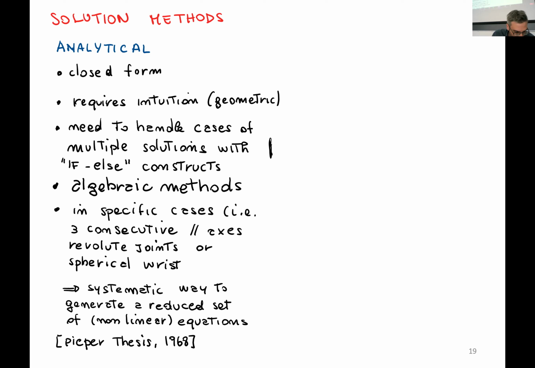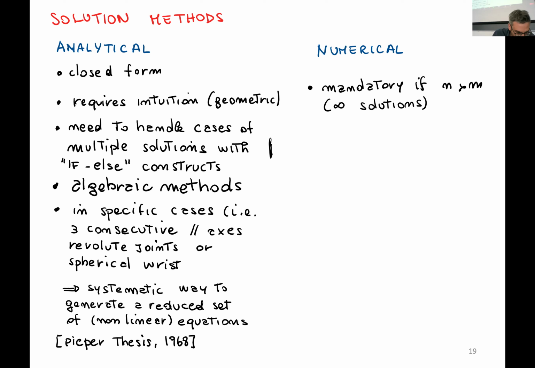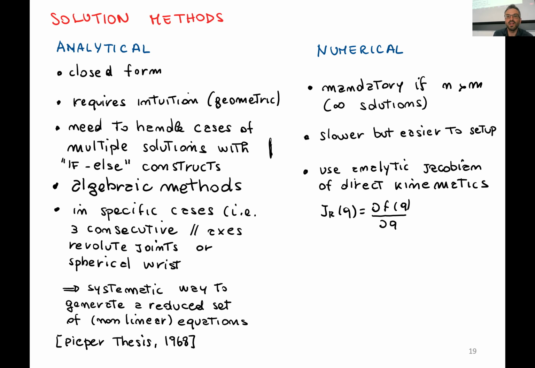Remember that the task function, instead in numerical methods, you start... they are mandatory if you have redundant robots, so number of degrees of freedom bigger than the dimension of the task. They are slower, but very easy to set up. You can use the same code to solve the inverse kinematics for whatever kind of manipulator, whatever number of degrees of freedom. And employ the analytic Jacobian.